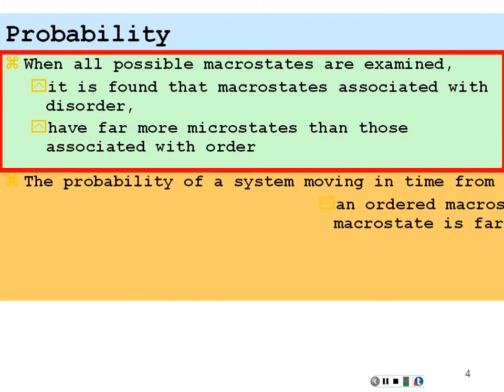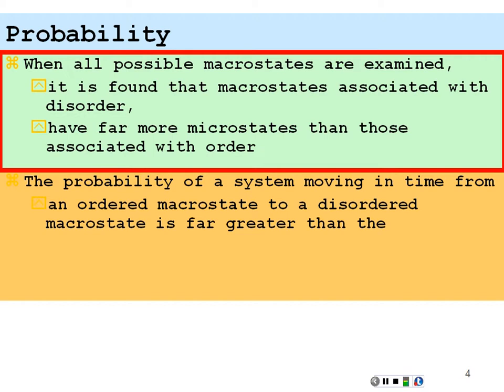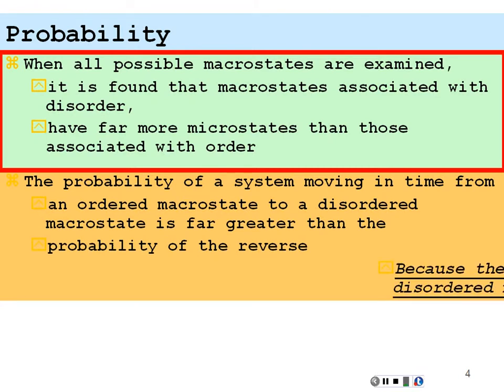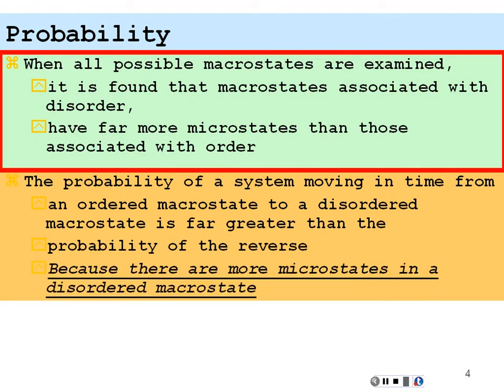The probability of a system moving in time from an ordered macrostate to a disordered macrostate is far greater than the probability of the reverse. This is because there are more microstates in a disordered macrostate. So, you have a macrostate, all possibilities of microstates equally probable, but as you go to more disorder, there are more microstates, more possibilities, and more of a probability that you will be in a disordered state.